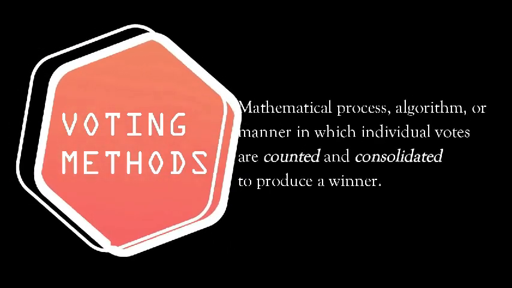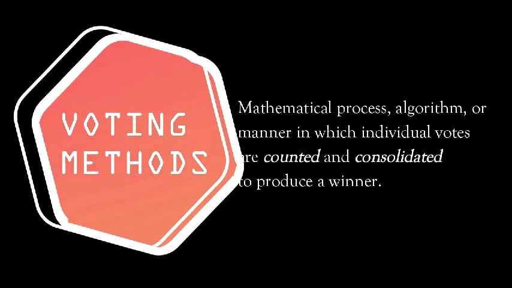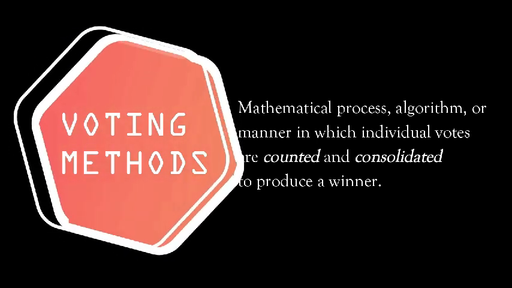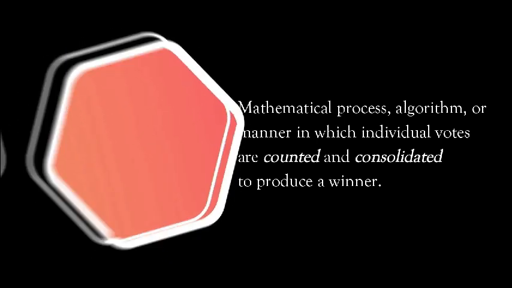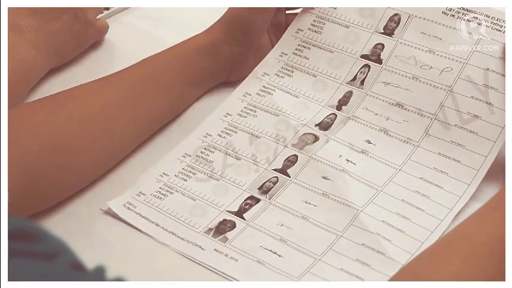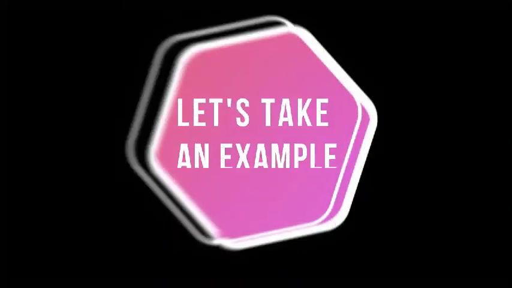They refer to the mathematical process, algorithm, or manner in which individual votes are counted and consolidated to produce a winner. It's important to note that this does not refer to voting machines, polling precincts, absentee voting, or the like. But for you to better understand, let's take an example.